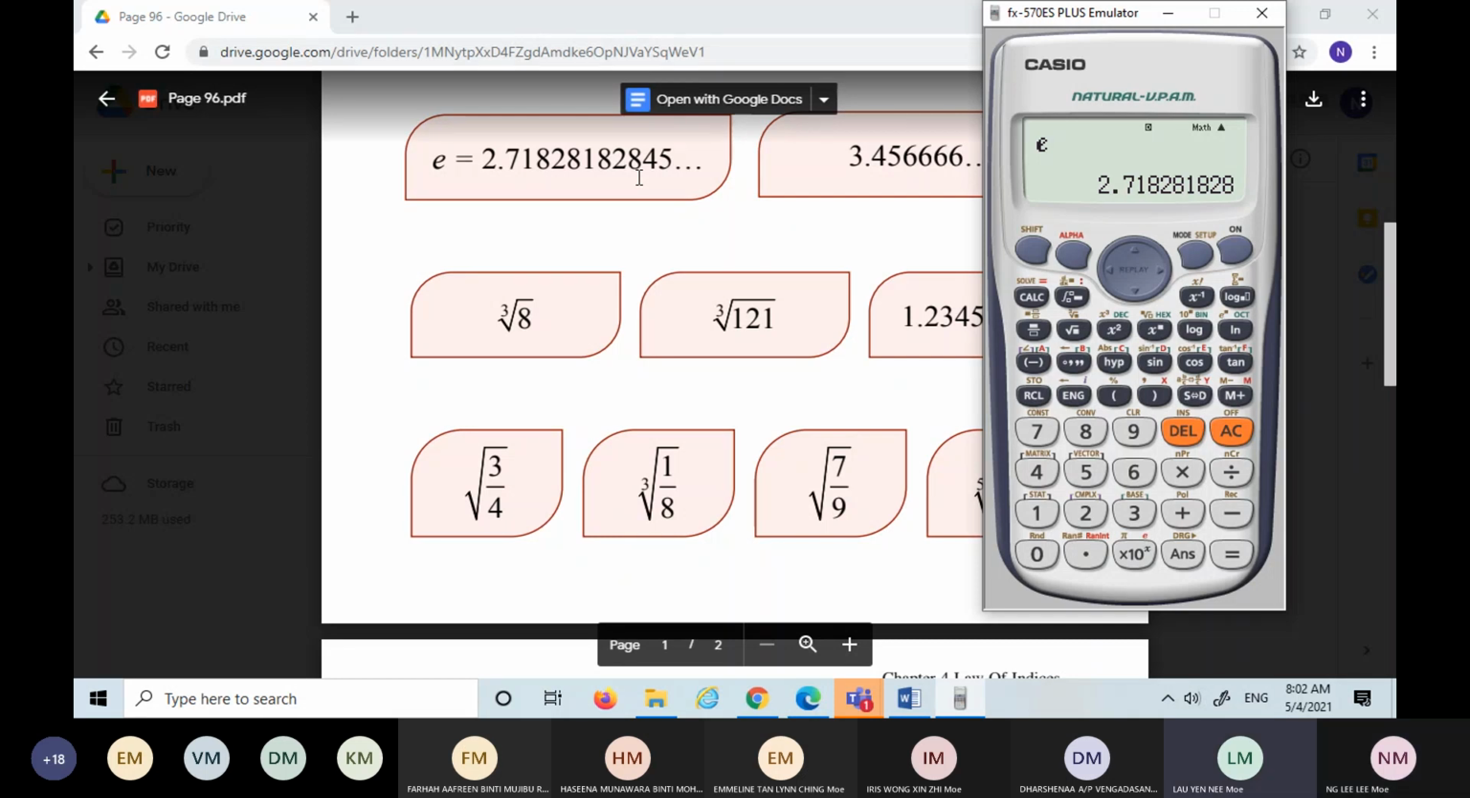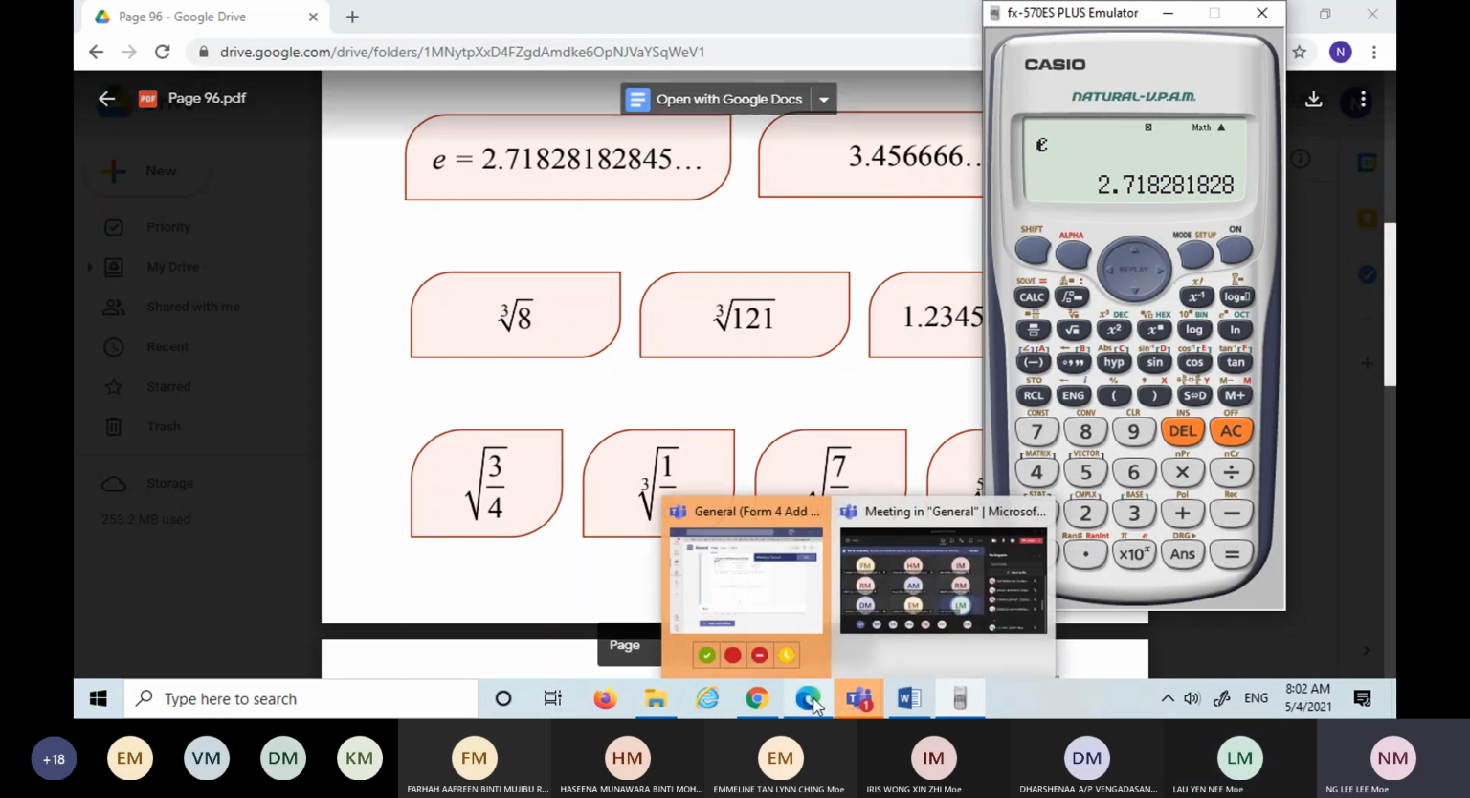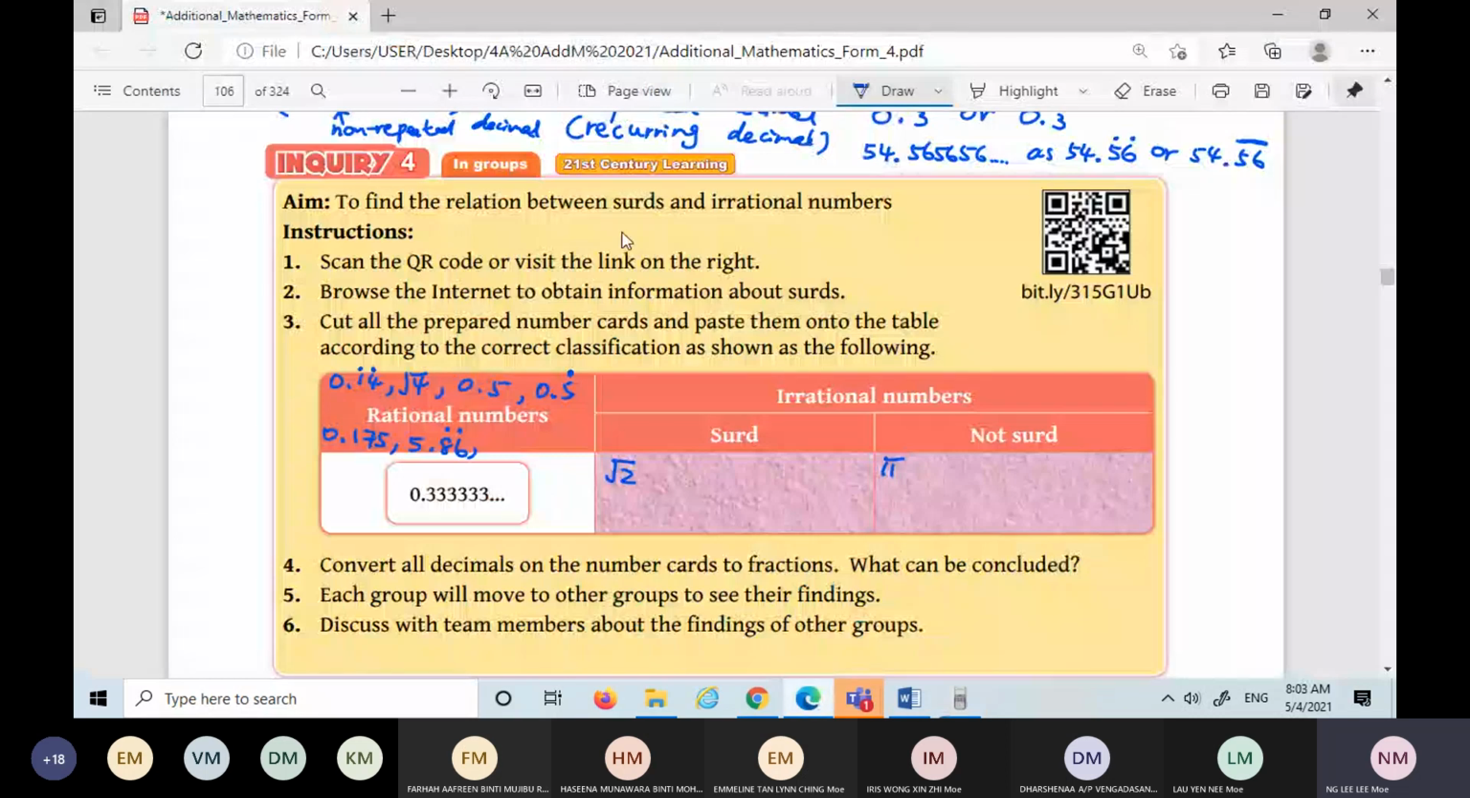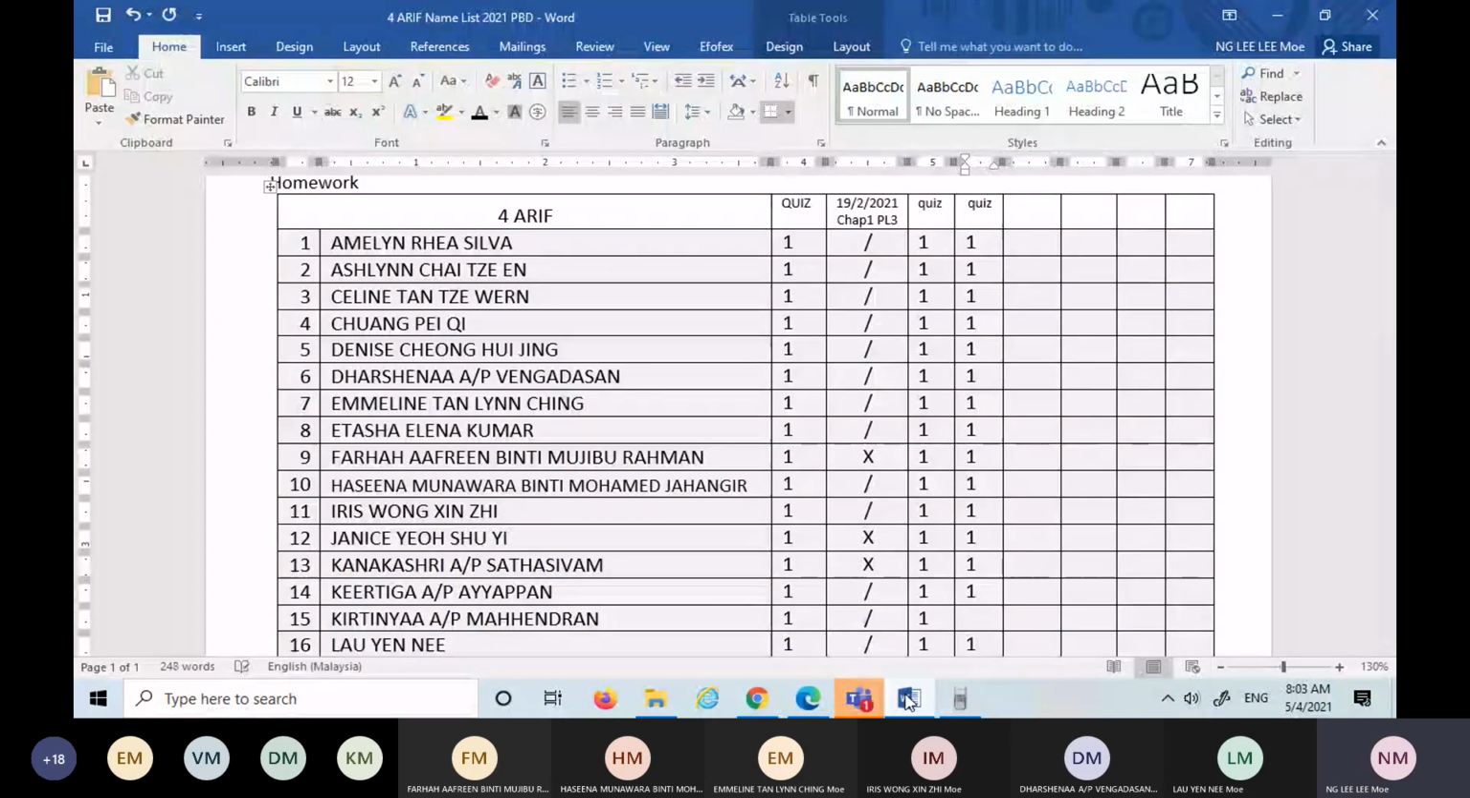No, surd. Again, if surd, you must have that symbol, you know, square root, cube root, whatever root. Not surd. Okay, so this one is under irrational number, not surd. Actually, under irrational number, not surd are these two numbers. Other than that, seldom go. So far, you only have these two examples. Okay, so the next girl.